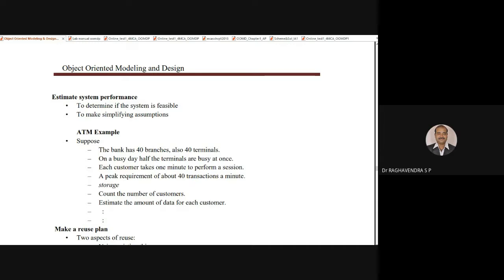See, this word feasible comes from the basic feasible solution. For a given problem there may be multiple solutions, and these multiple solutions can be considered feasible solutions. Feasible means possible, but among them one will be taken as optimal. So next, to make simplifying assumptions.